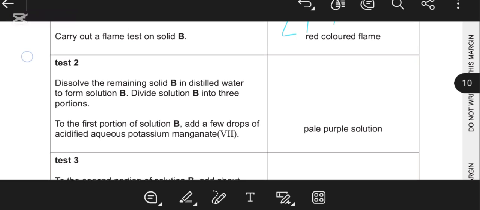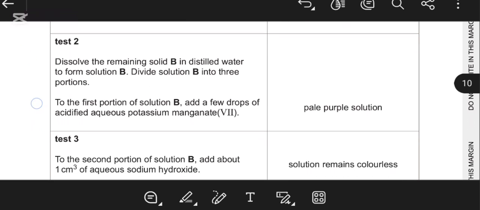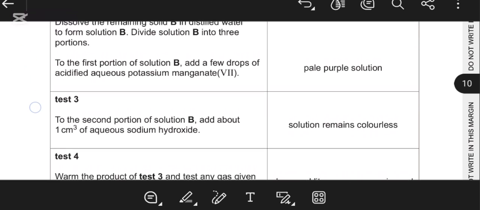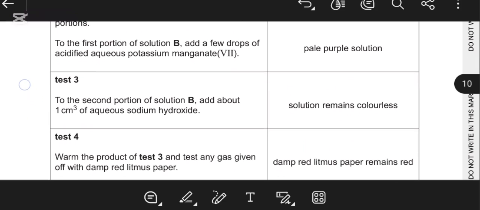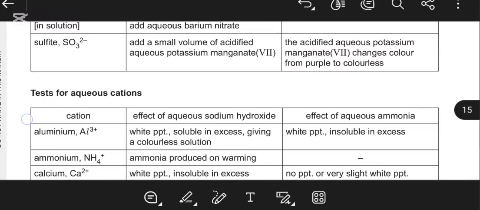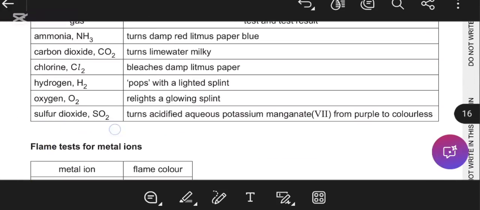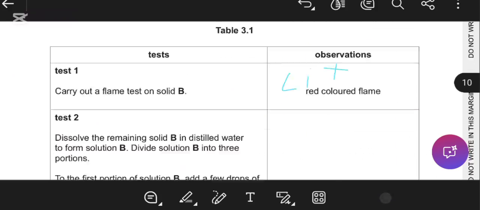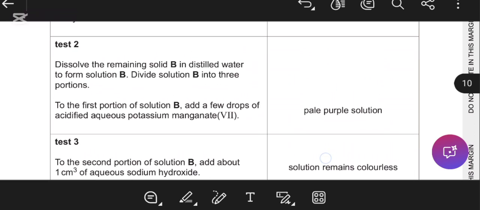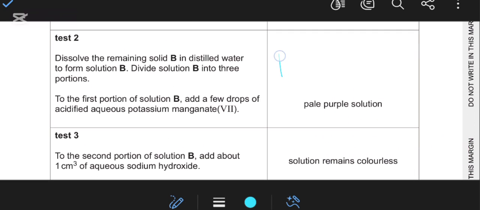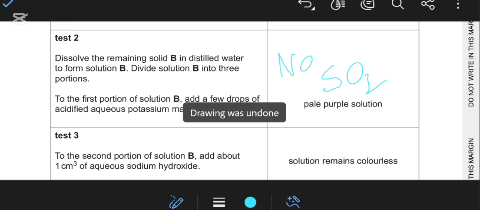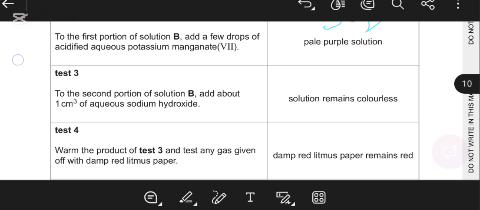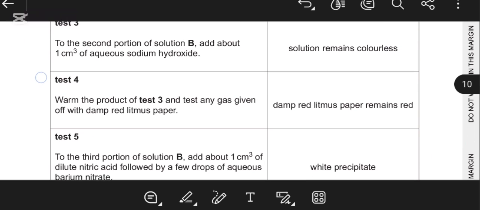Dissolve the remaining solid B in distilled water to form solution B. Divide solution B into 3 portions. Okay, to the first portion of solution B, add a few drops of acidified aqueous potassium manganate. Again, go back to the table, find this acidified aqueous potassium manganate. Here you see sulfur dioxide turns acidified aqueous potassium manganate from purple to colorless, so it must turn colorless if SO2, sulfur dioxide, is present. But when you come back over here, they are saying that it's a pale purple solution, so this contains no SO2.